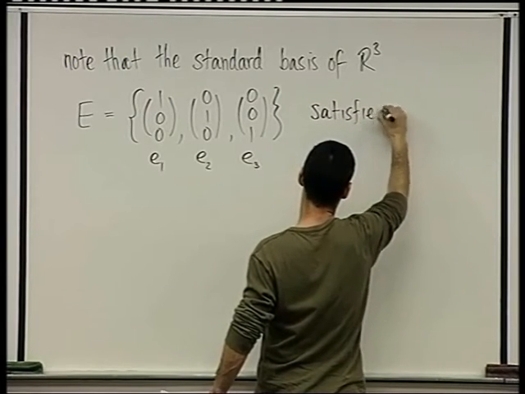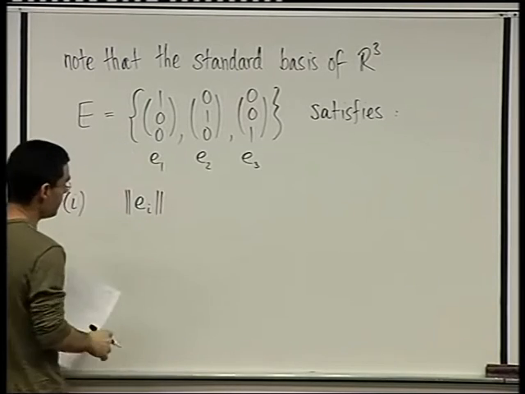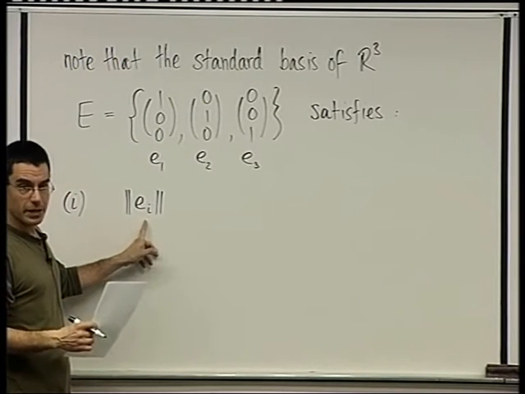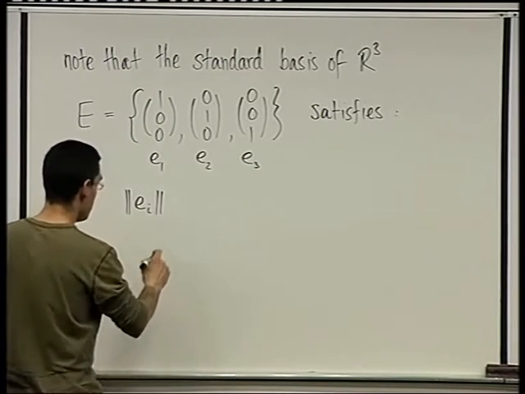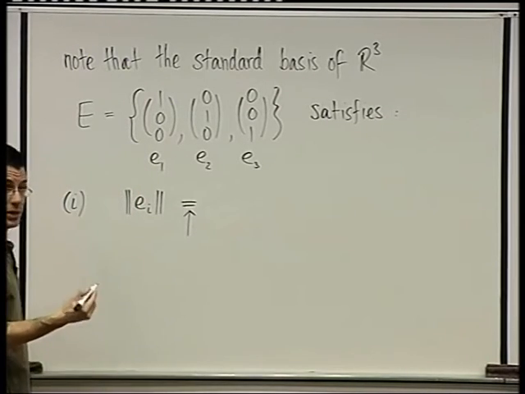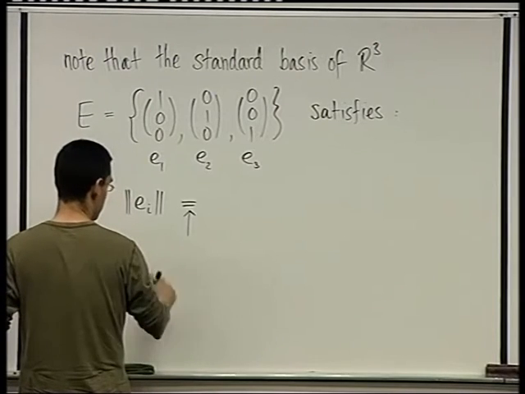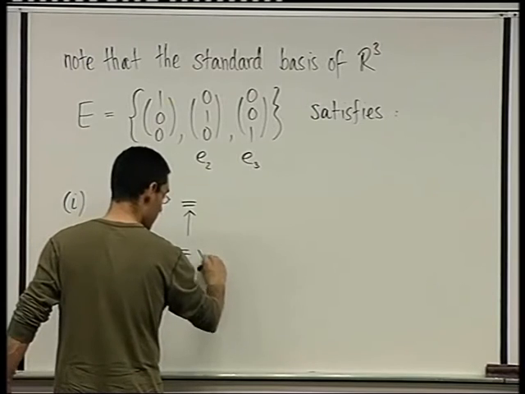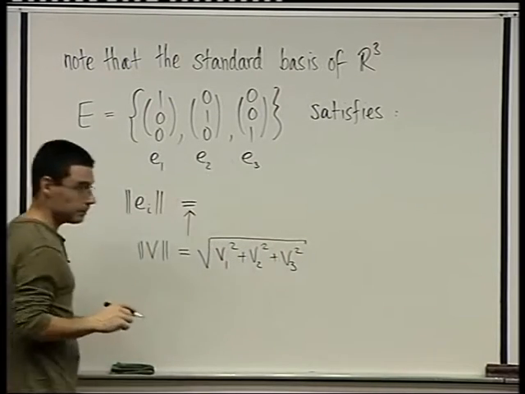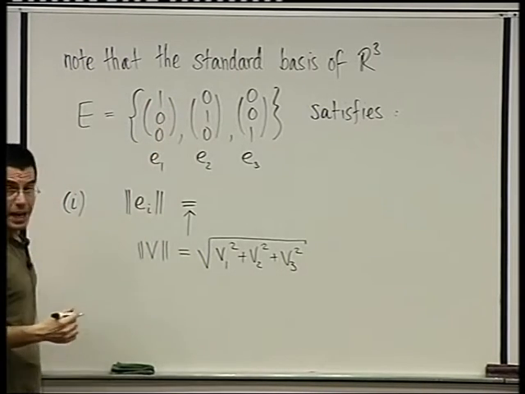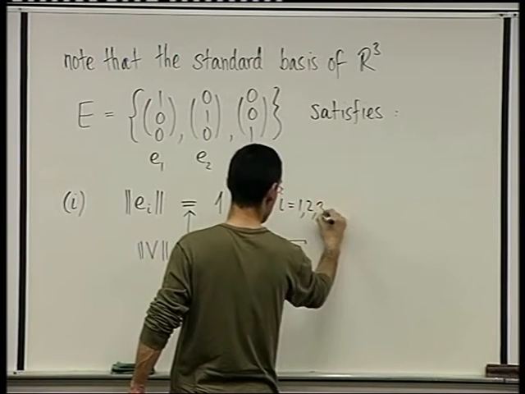It satisfies two things. One, the norm of Ei. What is the norm of Ei? It's the square root of the inner product of Ei with itself. Let's put a reminder here. In R3, the norm of v is the root of v1 squared plus v2 squared plus v3 squared, right? Everybody remember this? So what is the norm of each of these Ei? It's just 1. So the norm of each of these Ei is 1, and this is true for i equals 1, 2, and 3, for all three of them.